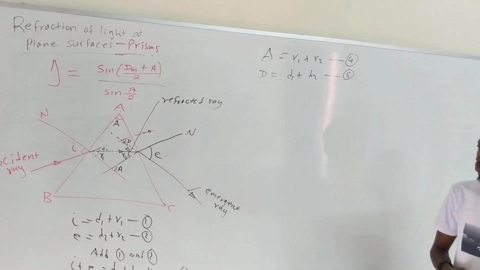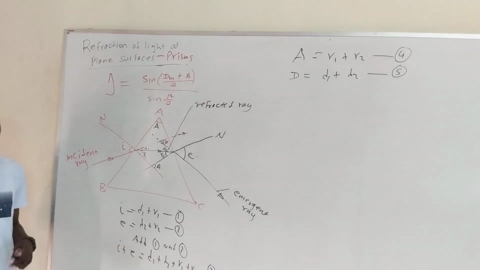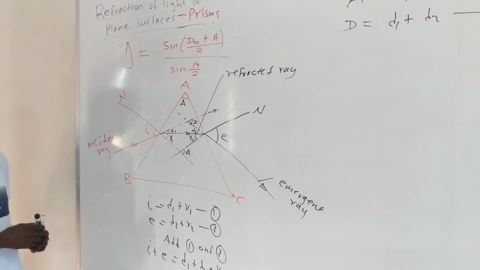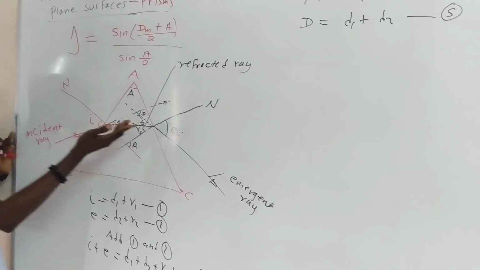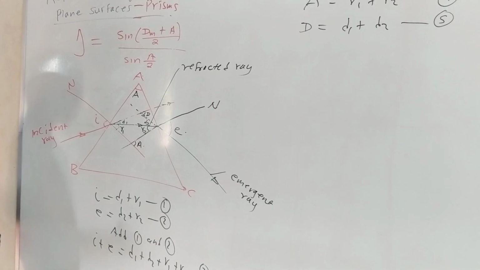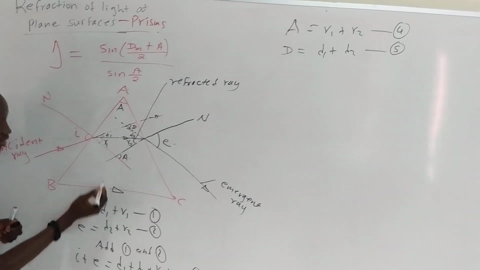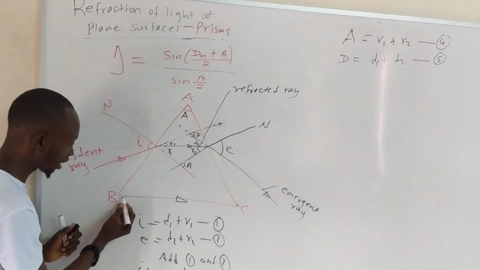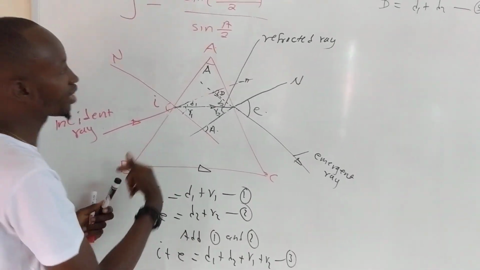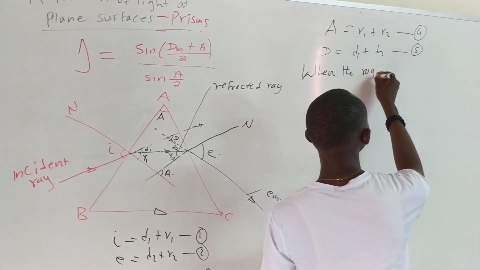So having this now, how do we have this Dm? Minimum deviation takes place. This point is very, very important, very critical. You have to take note of that. Minimum deviation takes place when the ray passes symmetrically through the prism. How does the ray pass symmetrically through the prism? We can see this line is parallel to this line. Always when this line is parallel to this line, this tells us that the ray passes symmetrically through the prism.